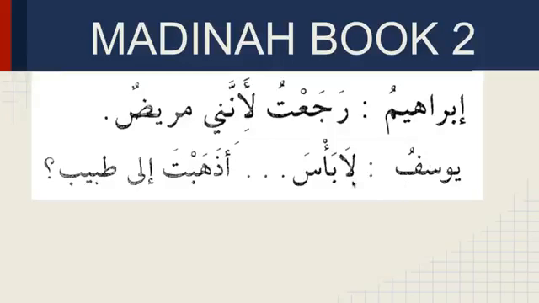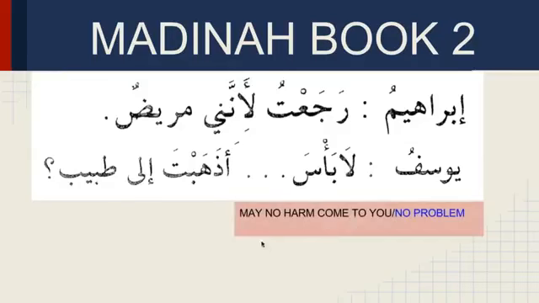So Yusuf is telling la ba'asa. See, la ba'asa. So what is la ba'asa? La ba'asa basically means no problem, or more precisely it means may no harm come to you. So we're going to learn about this construction later on in the lessons. It's very beautiful, but just remember to translate la ba'asa as no problem or may no harm come to you.